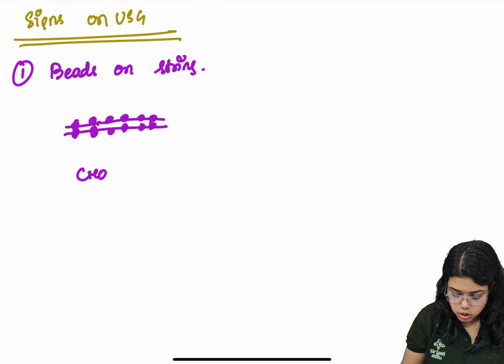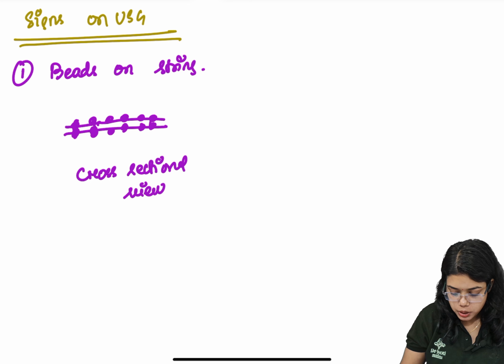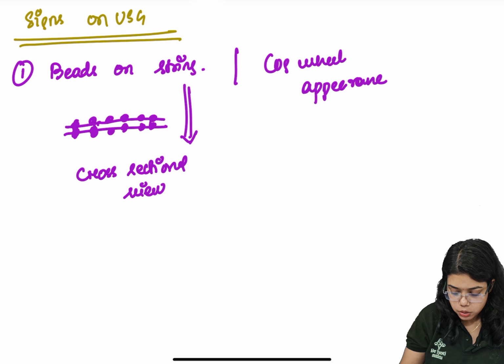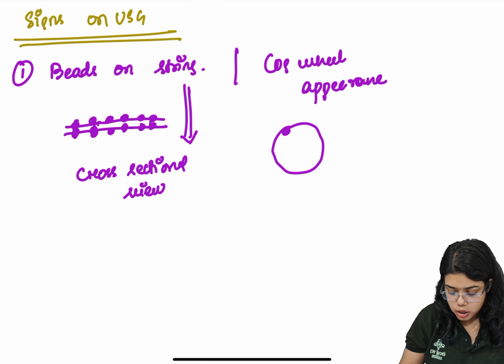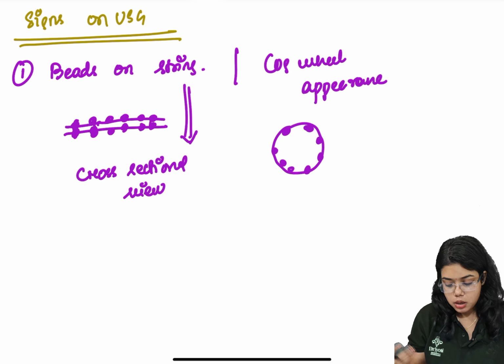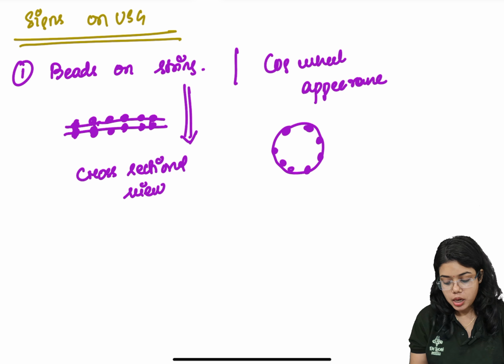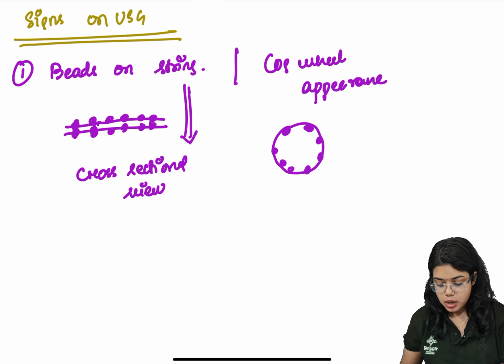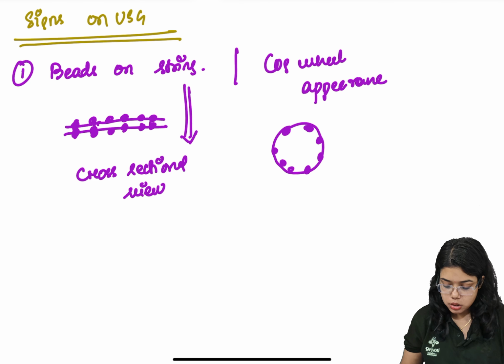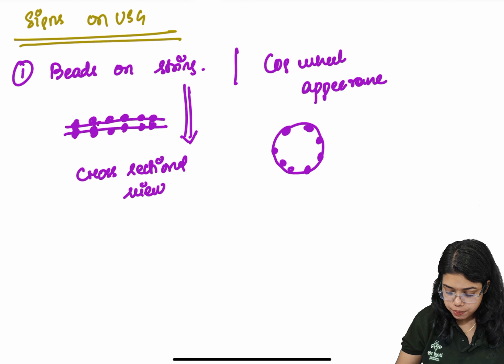This is the cross-sectional view. In the cross-sectional view, there is the beads on string appearance, also the cogwheel appearance. If this one is the cross-section, then due to repeated infection and healing, there will be fibrosis and indentation of the fibrosed bands into the cavity, into the lumen. That is the cogwheel appearance. Okay.